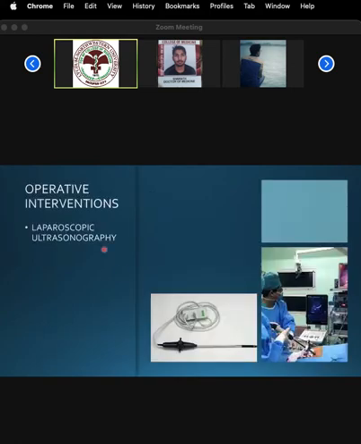We may also do laparoscopic ultrasonography. Okay, it is as accurate as your intraoperative cholangiography. It is less invasive, but it requires more skills to perform and interpret.